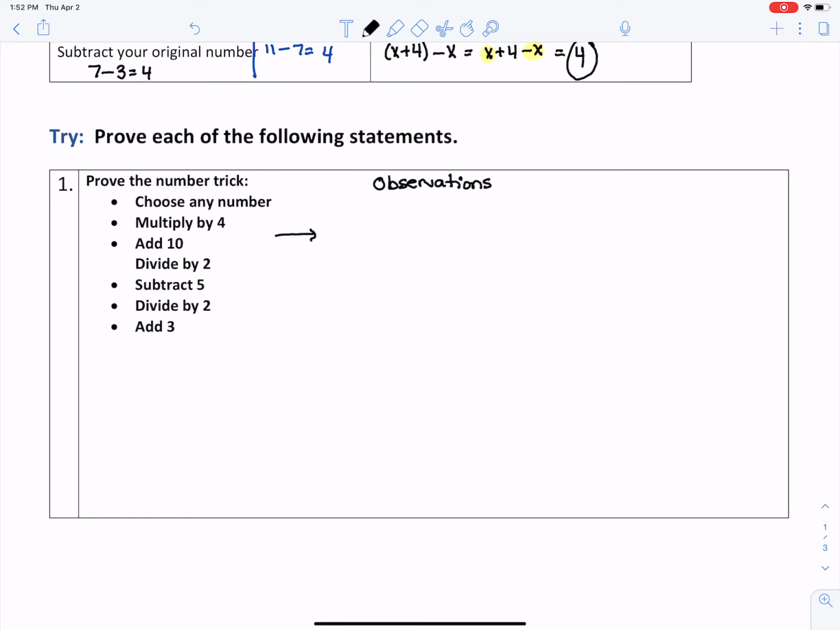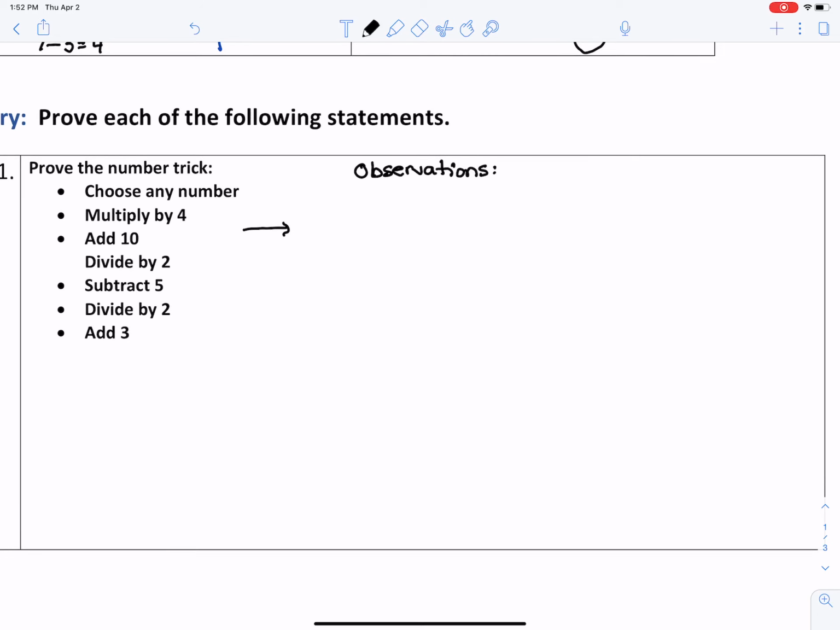Okay, so my observations. Let's choose a number, 5, and multiply it by 4. 5 times 4 is equal to 20. Add 10 to it, 20 plus 10 is 30. Divide that number by 2. 30 divided by 2 is 15. Subtract 5. 15 take away 5 is 10.